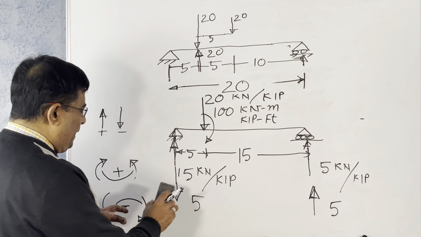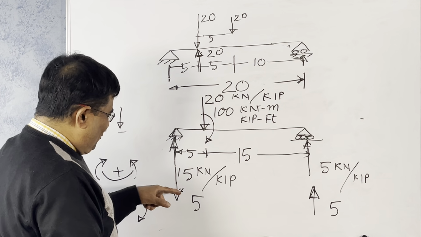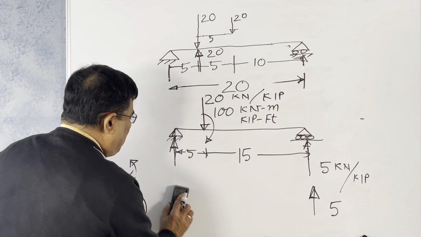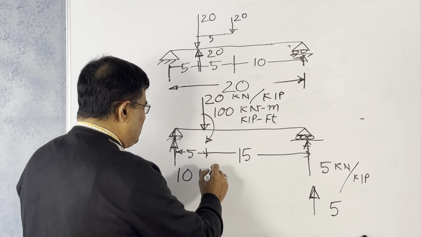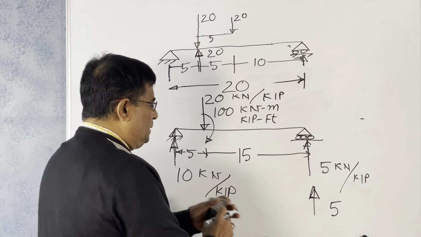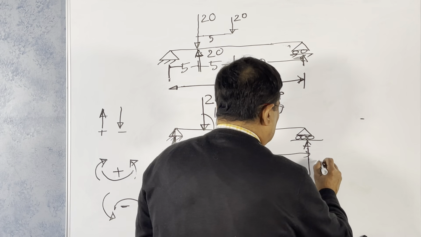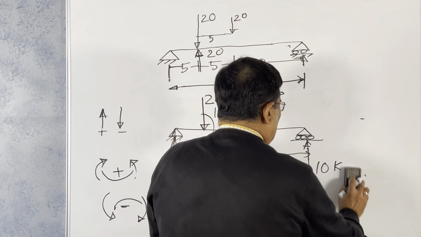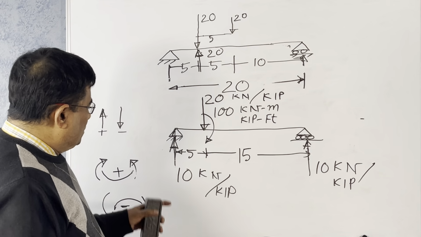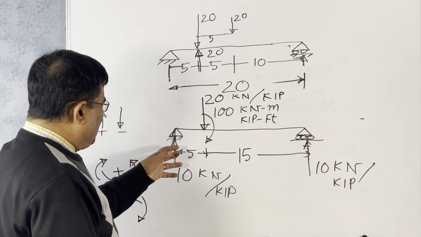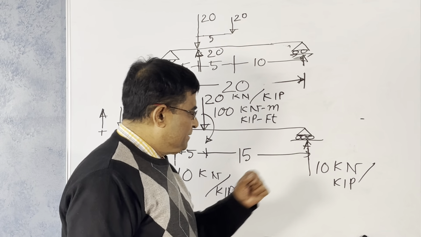Okay. So together, what will happen? 15 upward, 5 downward. So this will be 15 minus 5 is 10. So 10 upward, kilonewton or kip. This 5 is going up, this 5 is also going up. Together they will make it 10. 10 kilonewton or 10 kip. Okay. So now 5 plus 5, 15 minus 5 is 10 and 5 plus 5 is 10.